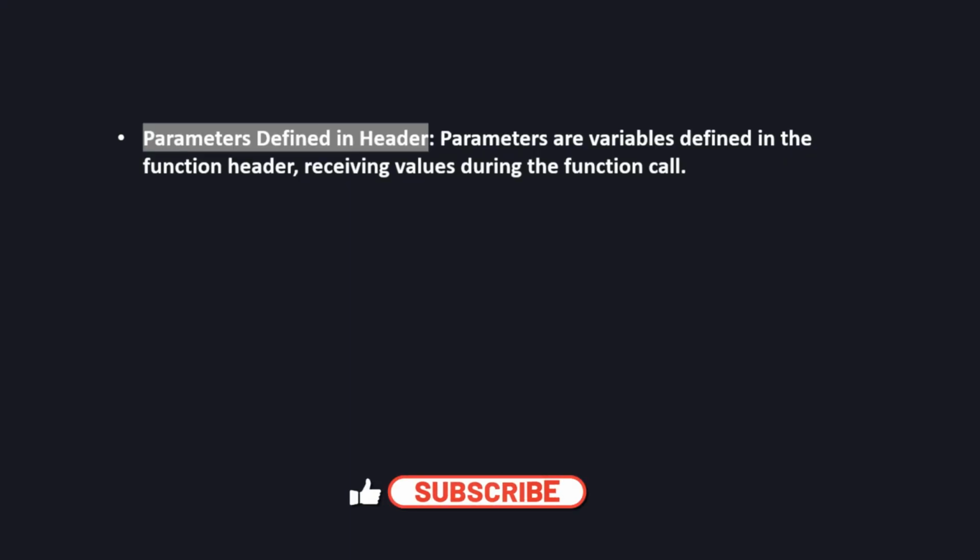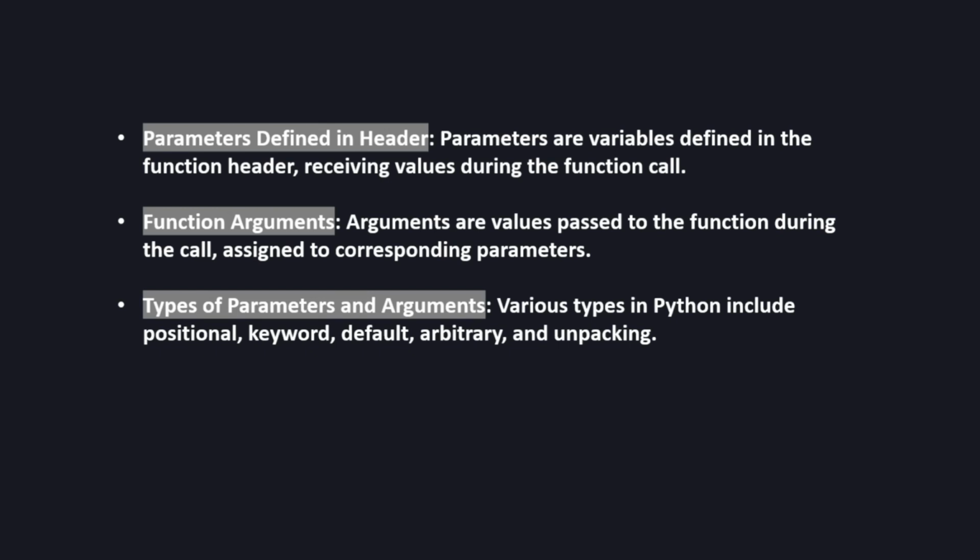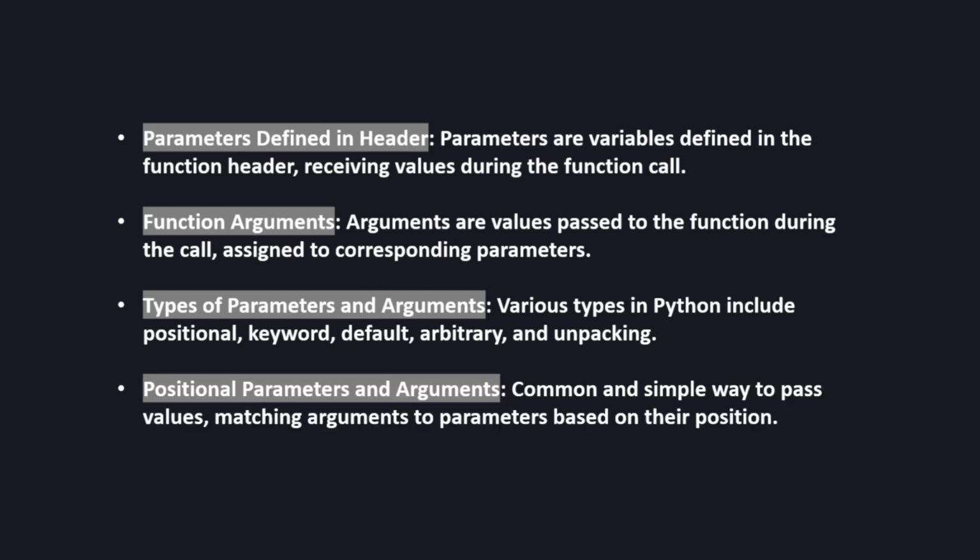Parameters are variables that are defined in the function header and receive values when the function is called. Arguments are values that are passed to the function when it is called and are assigned to the corresponding parameters. There are different types of parameters and arguments in Python, such as positional, keyword, default, arbitrary, and unpacking. Positional parameters and arguments are the most common and simple way of passing values to a function, where the arguments are matched to the parameters by their position in the function call.